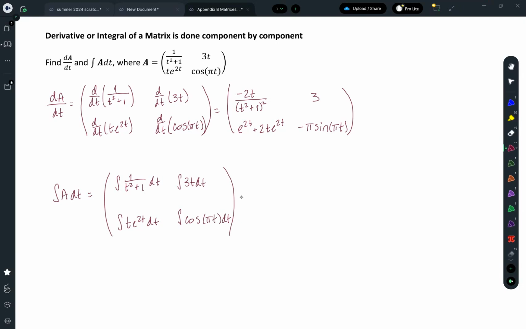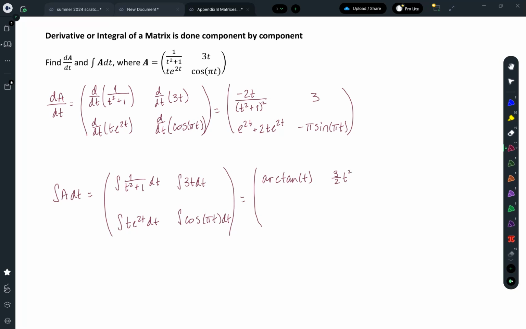So the antiderivative of 1 over t squared plus 1, that's an arctan of t. Remember, that's one that you just kind of have to know. The antiderivative of 3t will give me a 3/2 t squared.